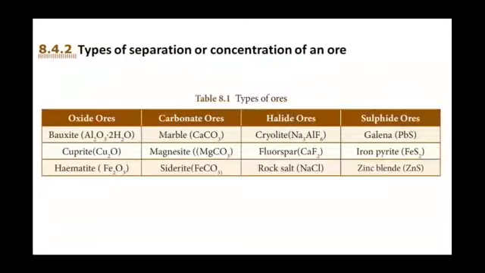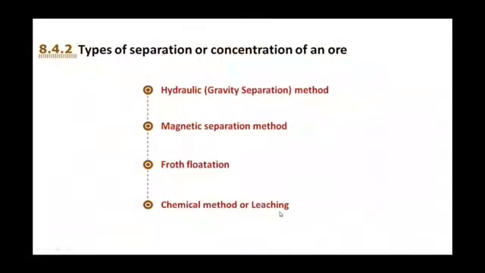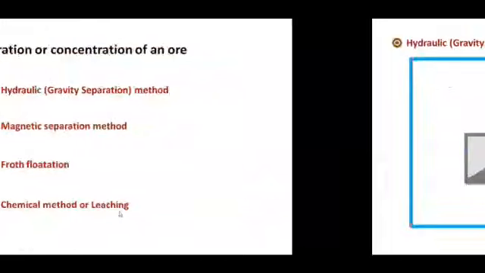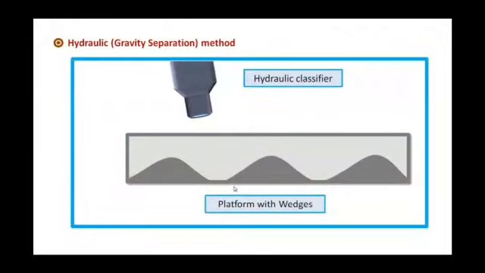There are different types of ores: oxide ores, carbonate ores, halide ores, sulfide ores, etc. So, depending on the types of ores, methods of separation also differ. The different methods of separation are hydraulic method or gravity separation, magnetic separation method, froth flotation, chemical method or leaching. Now, let's learn about the hydraulic method.